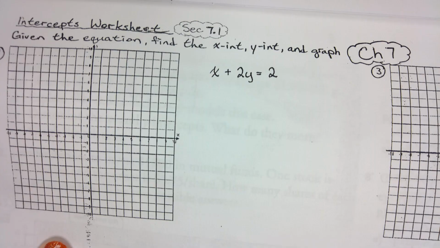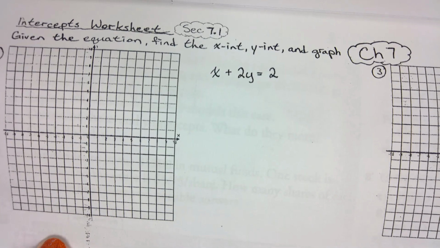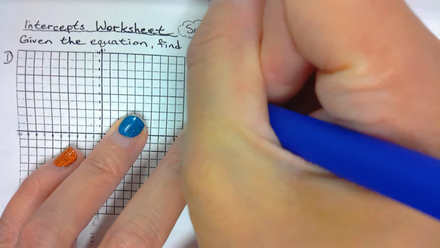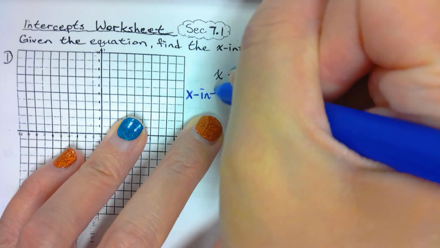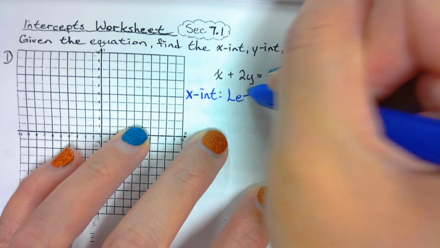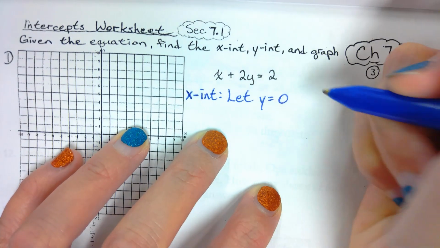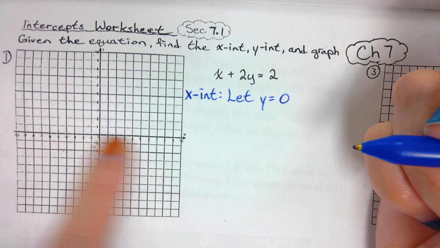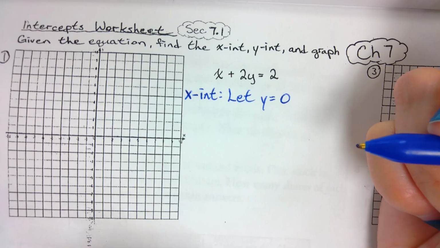Okay, so moving on to x and y intercepts. We know what y-intercept is. It's a point on the y-axis. So what do you think x-intercept means? Yeah, the point on the x-axis, right? So to find the x-intercept, we're going to let y equal 0. Because if it's on the axis, that means the y value is going to be 0.